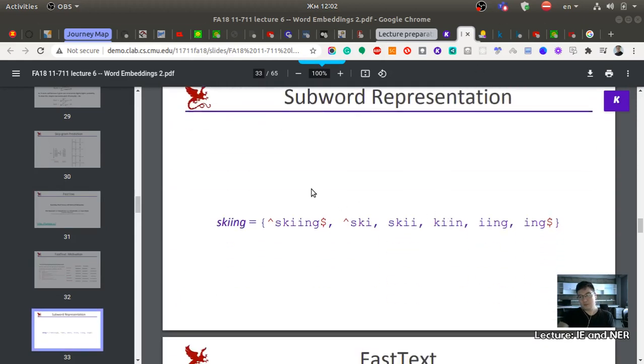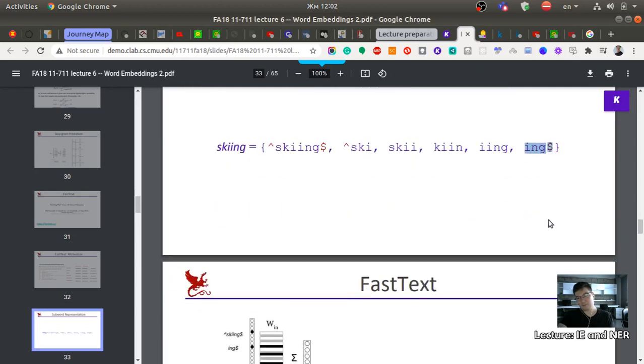So for example, this is skiing, the word skiing, and to represent it, you will use something like this. The word itself, like in word2vec, you have the word itself. Then you have something like this. This means the beginning of text, and you ski here. Then skiing, it's foreground skiing, keying, ing, and ing, the end of symbol.